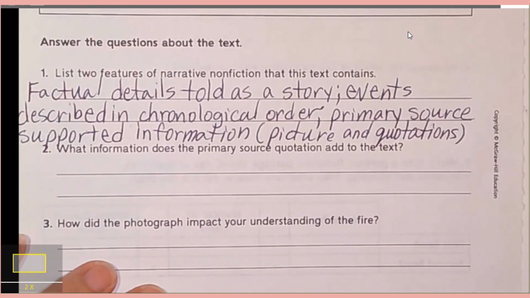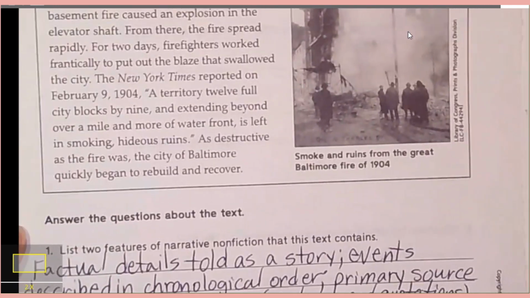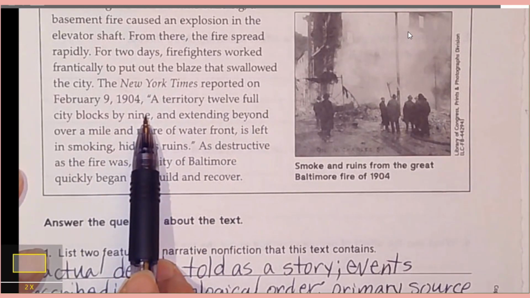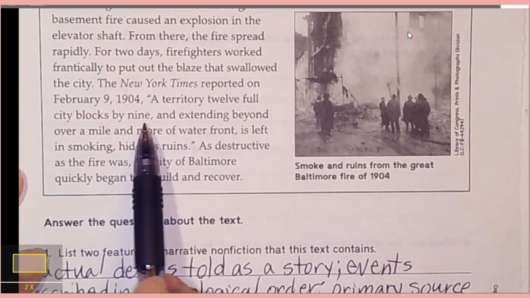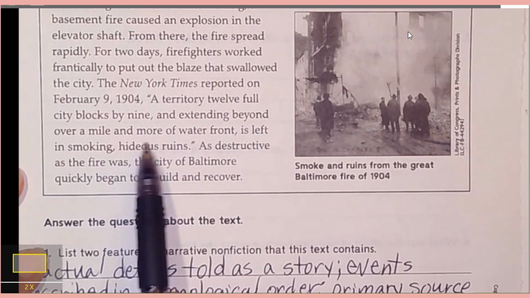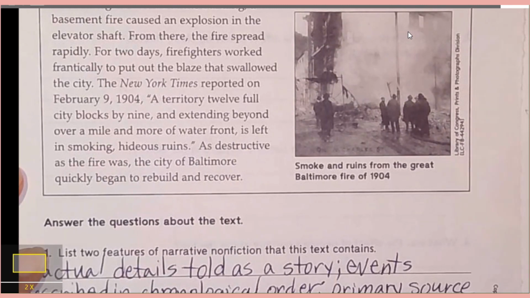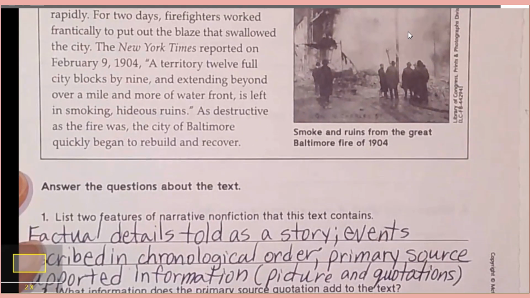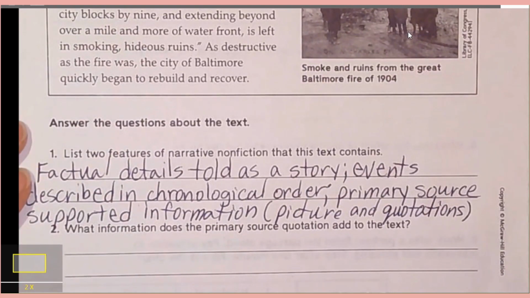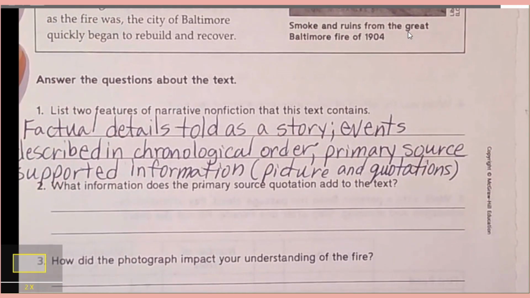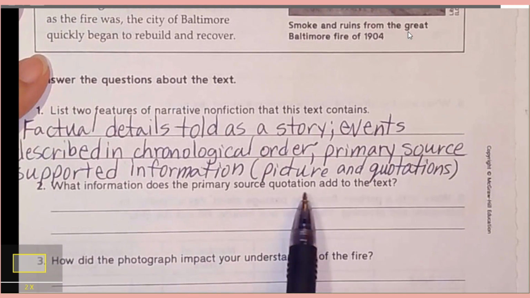So the next question: what information does a primary source quotation add to the text? What does it add to the text? Well, let's look at this. The New York Times reported on February 9th, 1904, a territory 12 full city blocks by 9 and extending beyond over a mile and more of waterfront is left in smoking hideous ruins. Well, in my opinion, that gives you a visual, and it gives you the devastation of what is going on with this fire. And when you look at it, it is pretty hideous. And you think about it, 9 blocks is a lot of land. So what information does the primary source quotation add to the text?